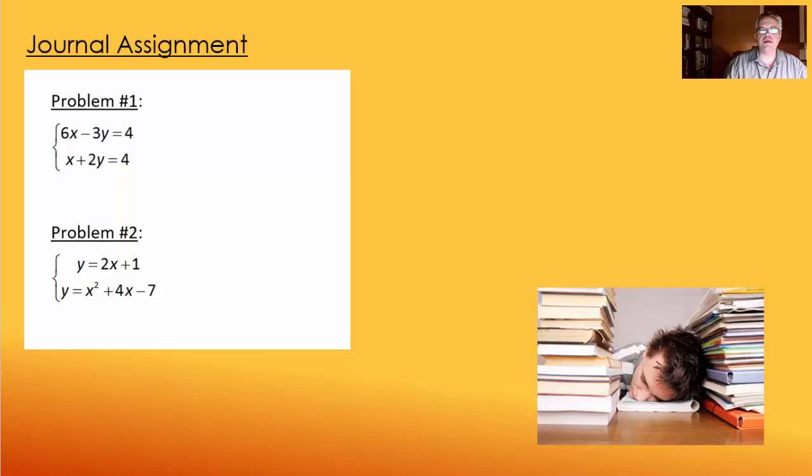All right, time for a journal assignment. So the first one, these are 2 lines, so you should get 1 solution. I would solve for that x right there is probably what I would do, and whatever I get, substitute into the first equation. The second one here is a parabola and a line. You can set these y's equal to each other, which is the same as taking this 2x plus 1 and substituting it in for y. So you get 2x plus 1 equals x squared plus 4x minus 7. Put it in standard form, try to factor it, or use the quadratic formula, and you should probably get 2 values of x. All right, good luck with that.